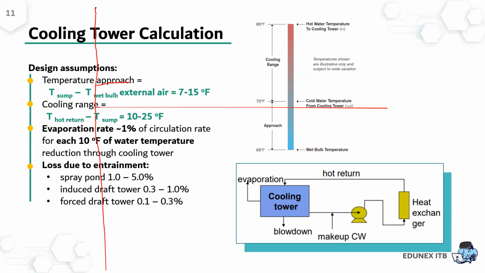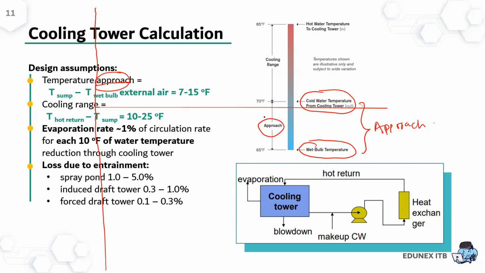Okay, so again, there are two terms that need to be considered. The first one is the temperature approach, which is calculated based on the difference between the wet bulb temperature and the cold water temperature. So the difference between the cold water temperature and the wet bulb temperature, we call the temperature approach. It is already stated here.